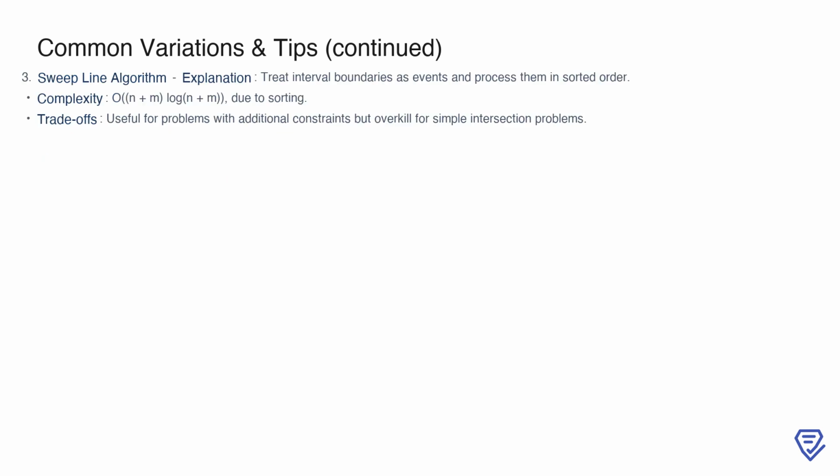The sweepline algorithm is another alternative, though it's less commonly used for simpler problems like this. In this approach, you treat the boundaries of intervals as events and process them in sorted order. This involves sorting all the interval boundaries, which introduces a complexity of O((n + m) log(n + m)). While this method can handle more complex variations of interval problems, it's often overkill for straightforward tasks like interval intersections. The trade-offs here involve balancing the additional complexity of sorting against the specific constraints of the problem. For simpler cases, the two-pointer technique remains the most efficient and practical choice.